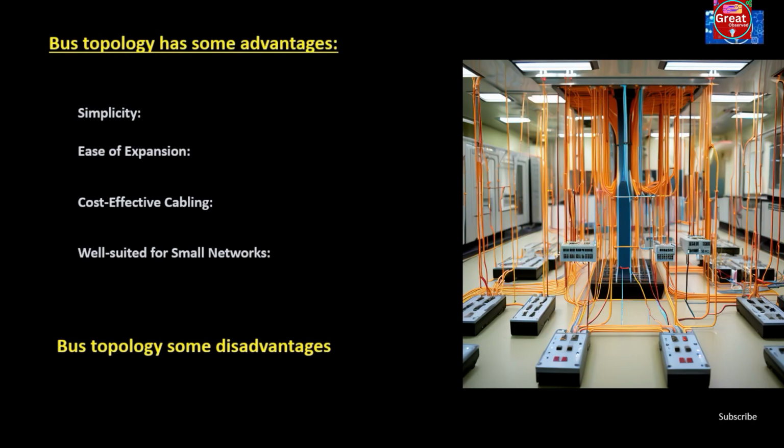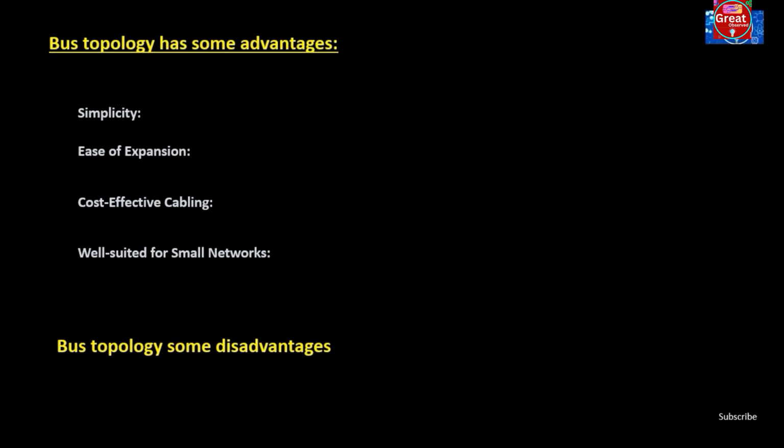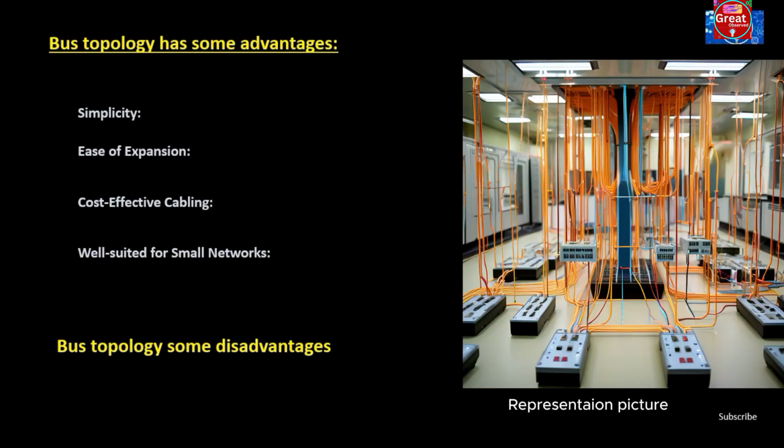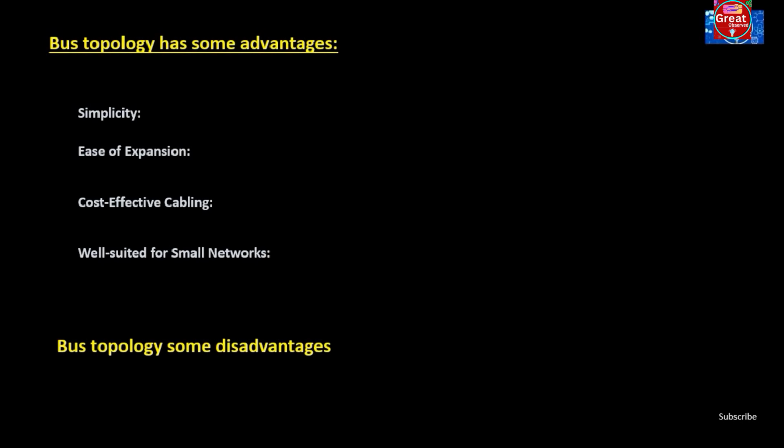Bus topology has some benefits or advantages. Simplicity: bus topology is straightforward and easy to set up, making it cost-effective and suitable for small networks. Ease of expansion: adding new devices to a bus network is relatively simple, requiring only the connection of the new device to the existing bus. Cost-effective cabling: bus networks require less cabling compared to some other topologies, reducing installation costs.